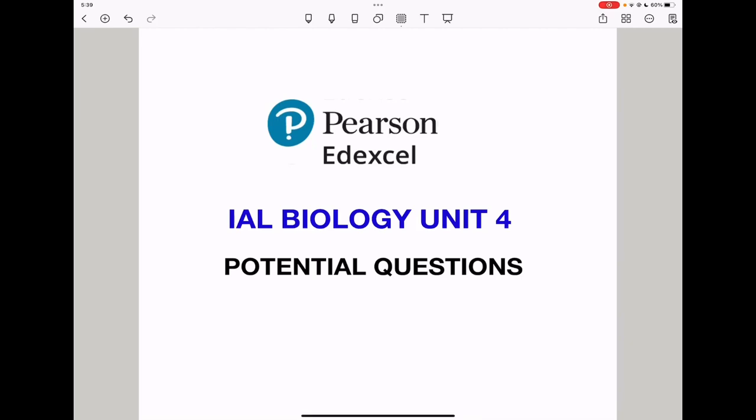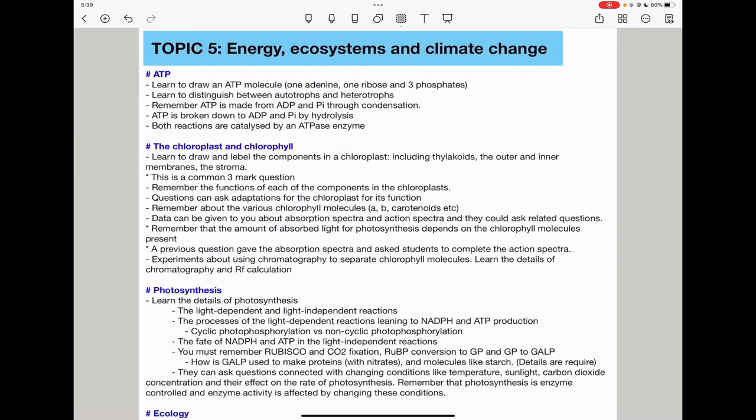Today we are doing the Pearson Edexcel International A-Level Biology Unit 4 potential questions for any Unit 4 biology paper. Let's begin with Topic 5. Topic 5, Energy, Ecosystems and Climate Change.